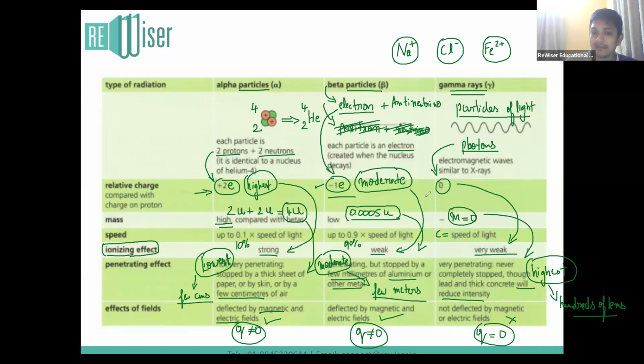So this is a comparison of alpha, beta, gamma in terms of their ionizing effect, their mass, their speed, the relative charge carried, the penetrating effect, and the ability to be deflected by electric and magnetic fields. Please take a look.